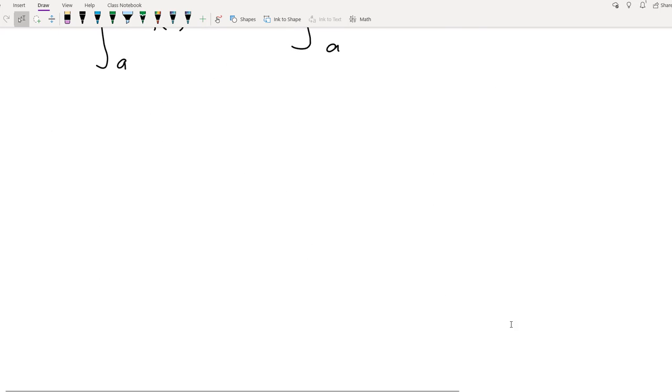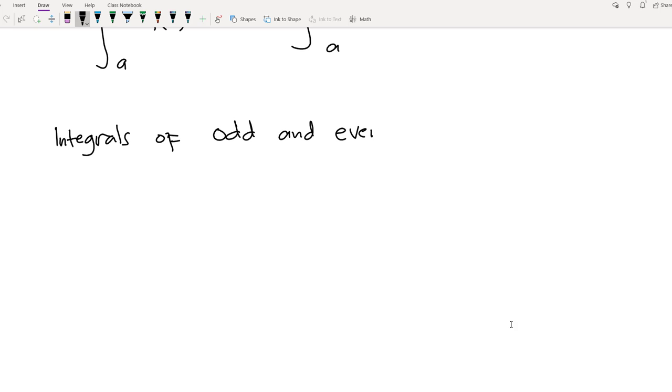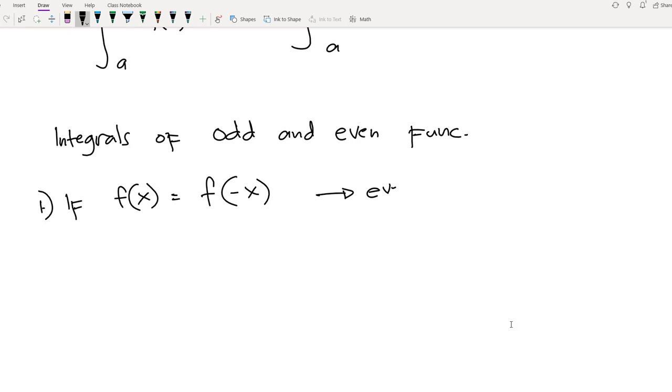Before we proceed again, let us first learn about the integrals of odd and even functions. Let us first differentiate between the two, the odd and even function. First one, if f of x is equal to f of negative x, then this is an example of the property of an even function. For example, let's say you have a function f of x equal to x squared minus 3.